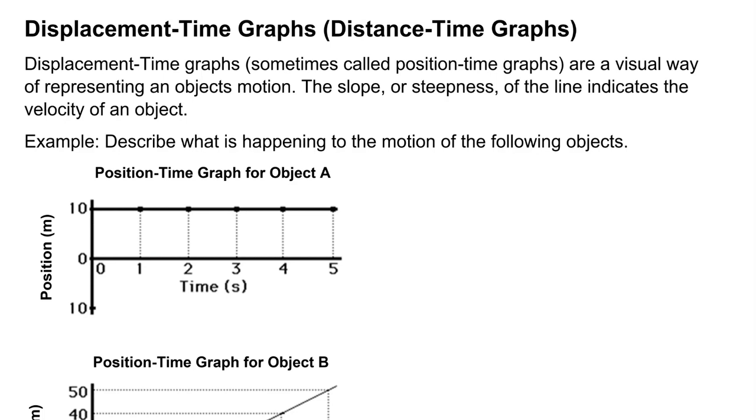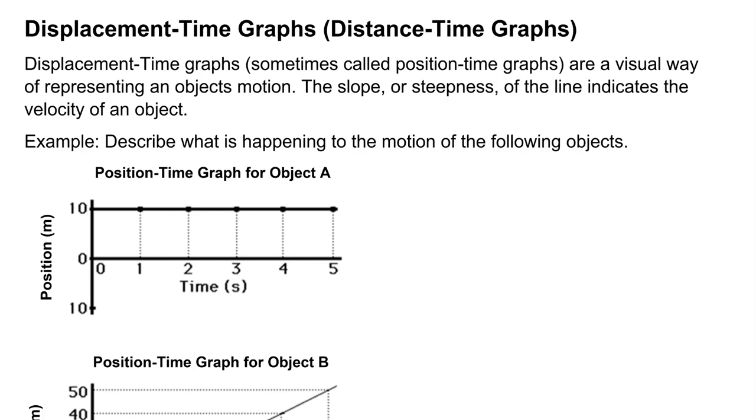So we're going to take a look at a couple of examples. The first one is: describe what's happening to the motion of the following objects. We've got a graph of an object here, and we can think of it as a car or something like that. Whenever you're looking at a graph, you want to focus on what's in the x-axis and what's in the y-axis. Our y-axis here, for you math people, is the vertical axis, and that's our position.